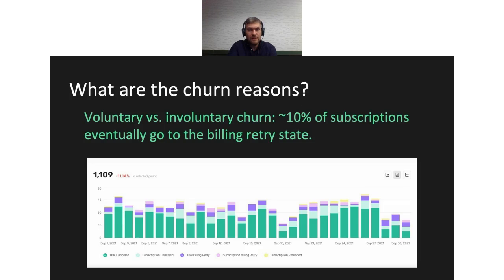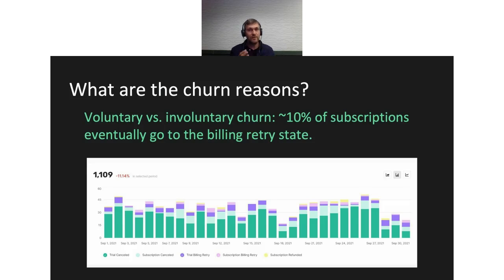Now let's have a look at the churn reasons. First of all, it's important to distinguish between voluntary and involuntary churn. When a user cancels a subscription or a trial, that is voluntary churn. But a significant share of churn is attributed to billing issues. A user didn't cancel a subscription, but the App Store wasn't able to charge the user's payment method to renew the subscription or to convert the trial into a paying subscriber. Our data shows that at least 10% of churn is due to billing issues.